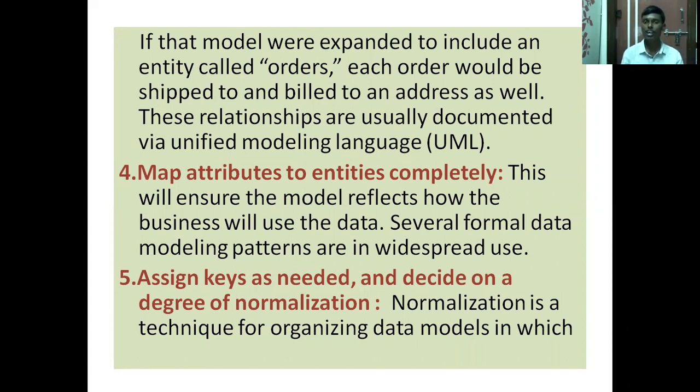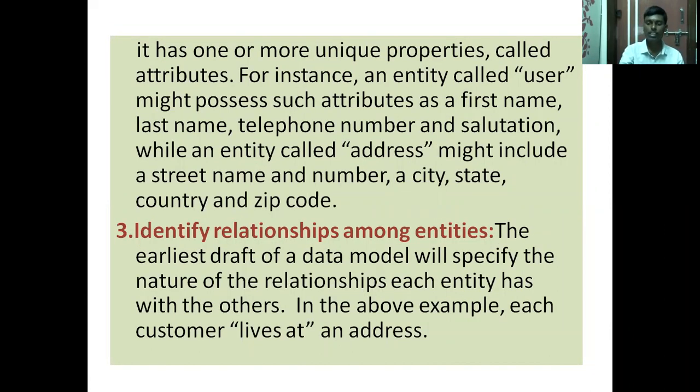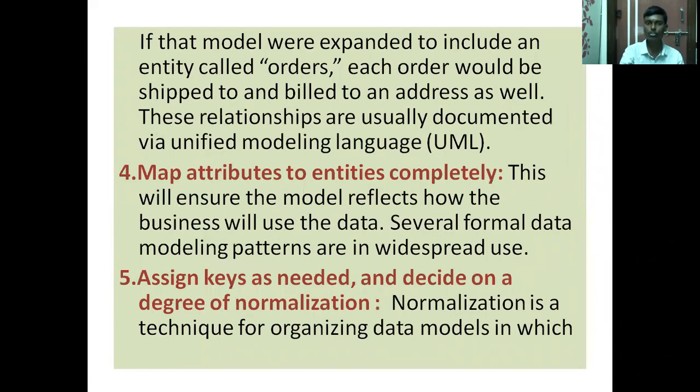These relationships are usually documented via Unified Modeling Language, which is shortly known as UML. Here in the third step, I am explaining about the relationships among entities which we have to know. Map attributes to entities completely. This will ensure the model reflects how the business will use the data.